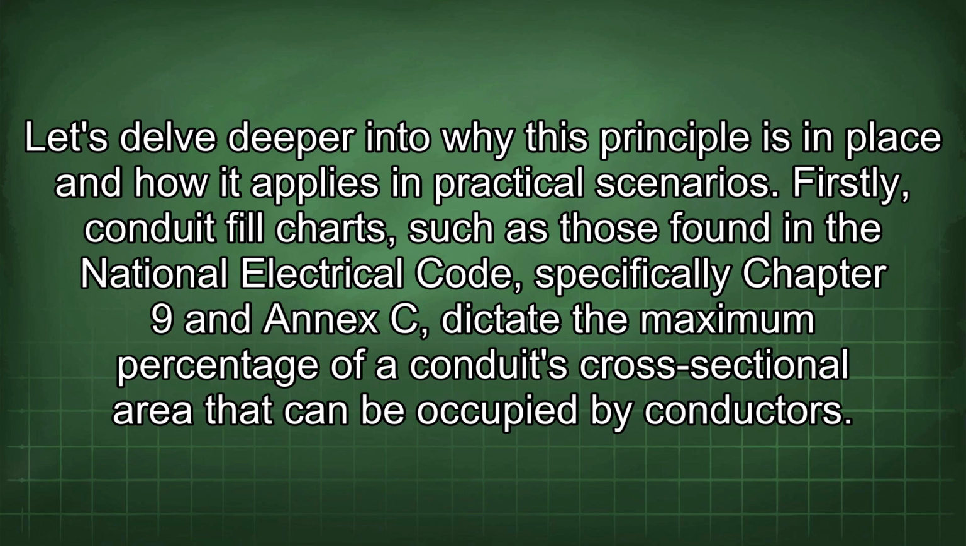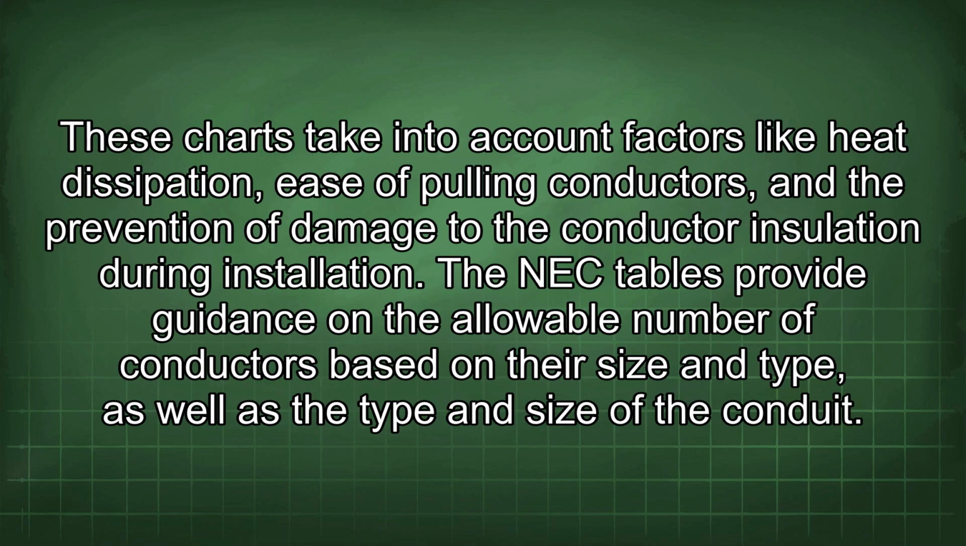Firstly, conduit fill charts, such as those found in the National Electrical Code, specifically Chapter 9 and Annex C, dictate the maximum percentage of a conduit's cross-sectional area that can be occupied by conductors. These charts take into account factors like heat dissipation, ease of pulling conductors, and the prevention of damage to the conductor insulation during installation. The NEC tables provide guidance on the allowable number of conductors based on their size and type, as well as the type and size of the conduit.